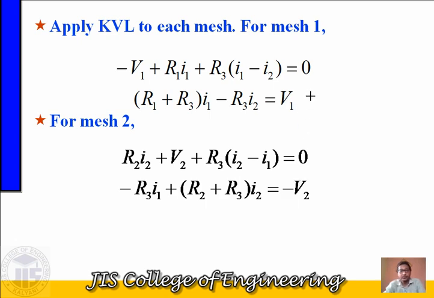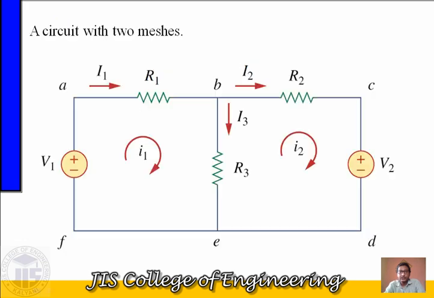So we are getting two different equations from these two meshes, and these two equations have only I1 and I2. If in your question the values of the voltage sources V1, V2 and the resistances R1, R2, R3 are given, just put the values and you will get the result. And how will you solve it? There are two different equations and two unknown variables, only I1 and I2, so you can easily solve for the mesh currents.